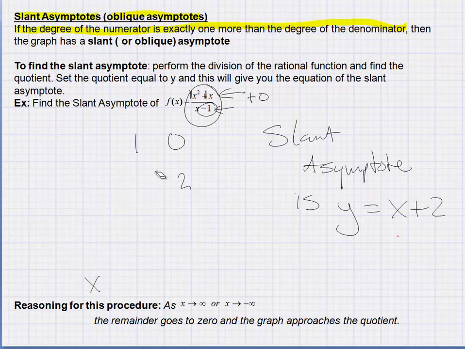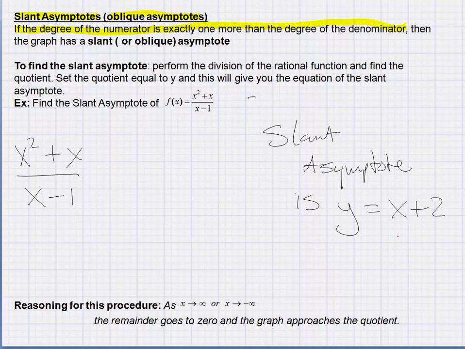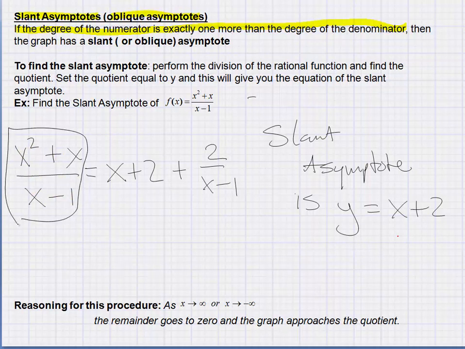If you look at the division we just did, x squared plus x divided by x minus 1, that's the function right here. So the solution is x plus 2, and we saw that there was a remainder of 2, so 2 over x minus 1. This is how we could write our answer. This thing over here is equal to this thing over here. If those two things are equal, then the behavior of this fraction should be the same as the behavior of this whole thing.